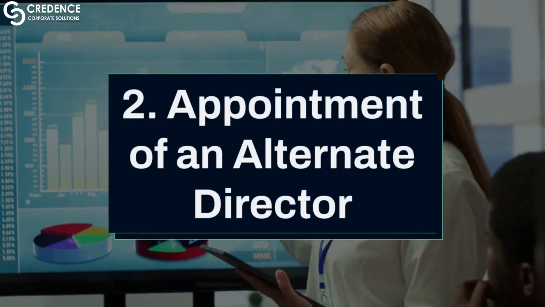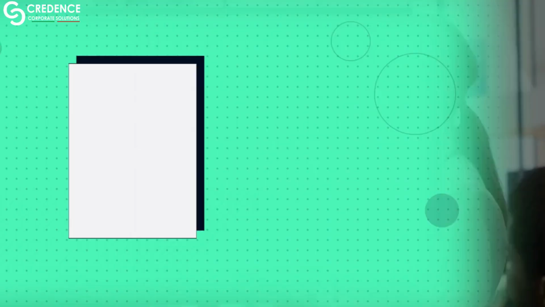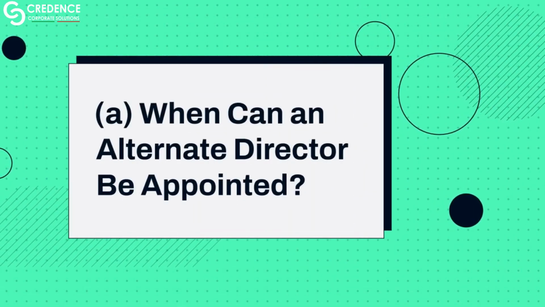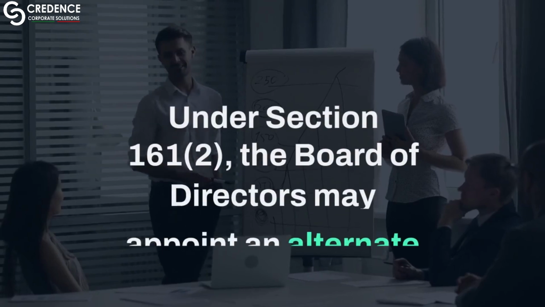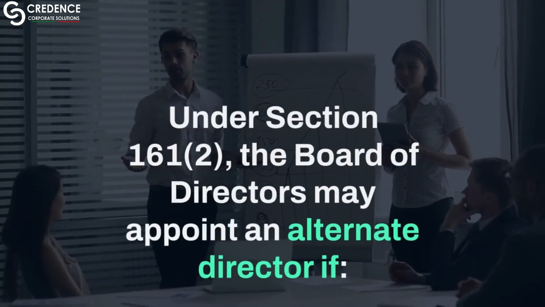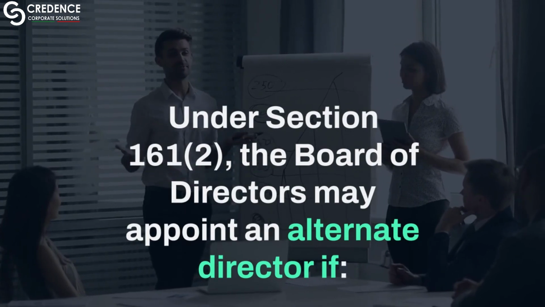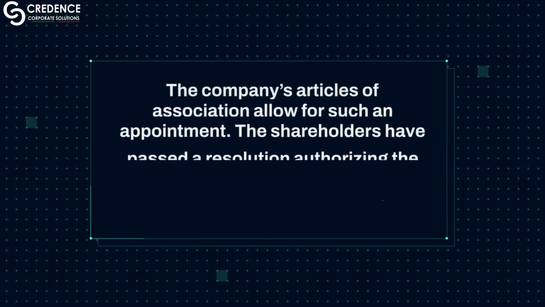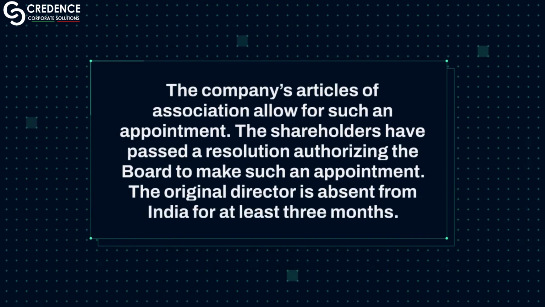2. Appointment of an alternate director. A. When can an alternate director be appointed? Under Section 161(2), the Board of Directors may appoint an alternate director if the company's Articles of Association allow for such an appointment. The shareholders have passed a resolution authorizing the board to make such an appointment. The original director is absent from India for at least 3 months.